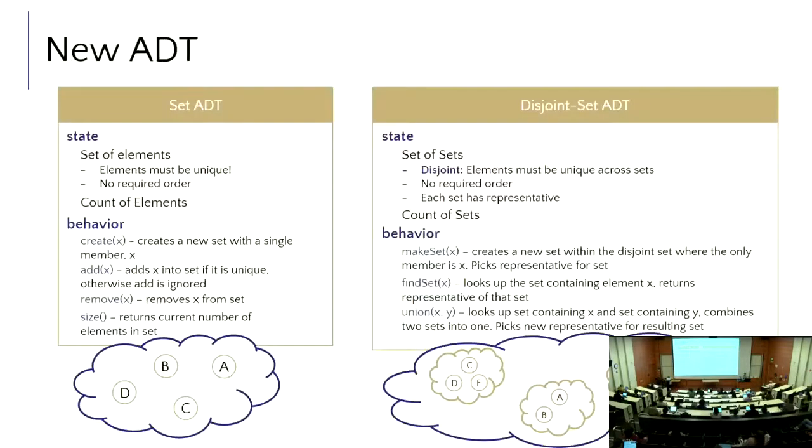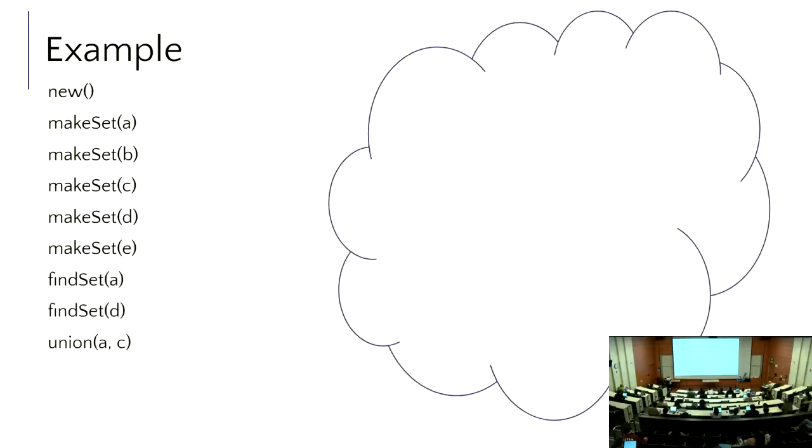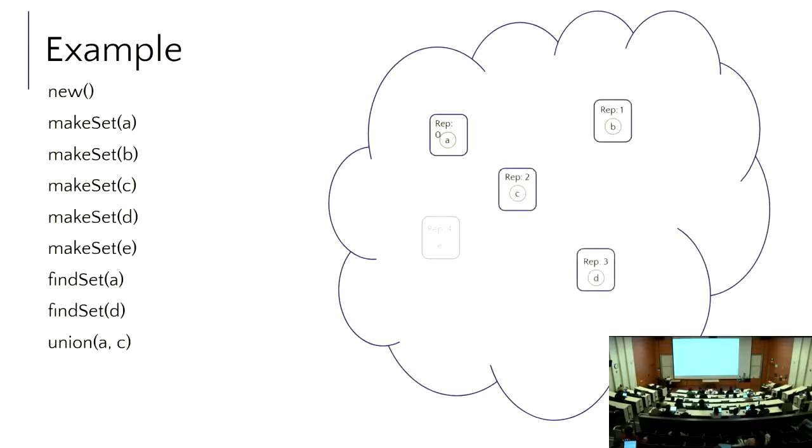So let's talk about how this might work if we were to start from the beginning and build this up. I'm going to call a new disjoint set, and I'm initially going to call makeSet of A. Imagine this cloud appeared after I called new, and then I call makeSet of A, and I show up with a set of a single item, and I'm going to give it a representative of 0 in this case. Then I'm going to call makeSet of B, makeSet of C, makeSet of D, makeSet of E, and now I've got 5 little islands floating about in my disjoint set.